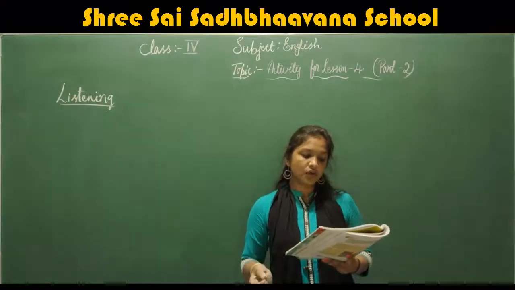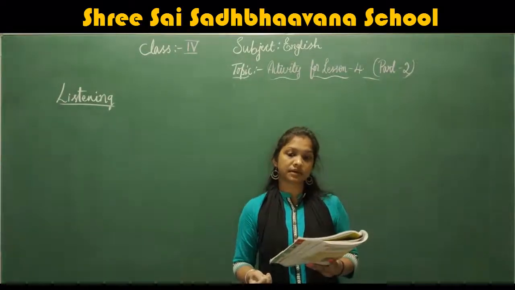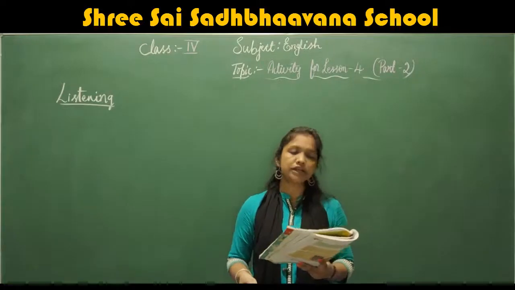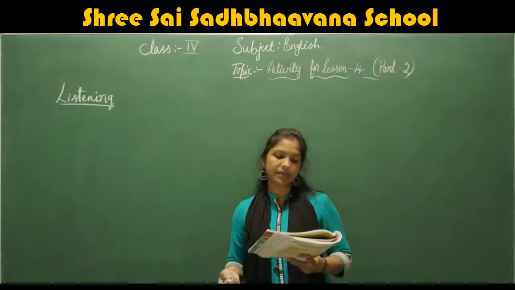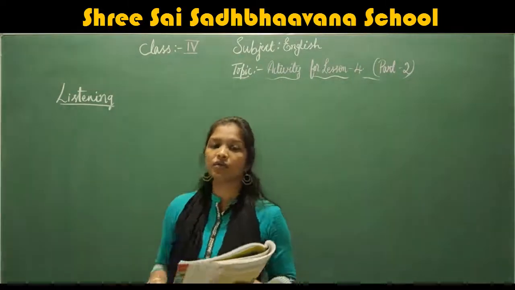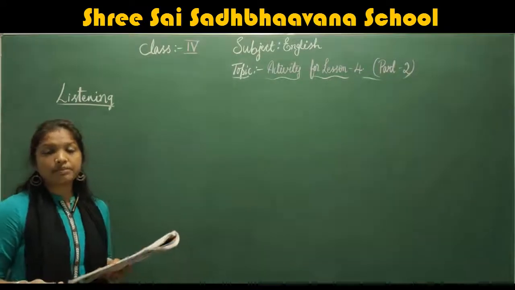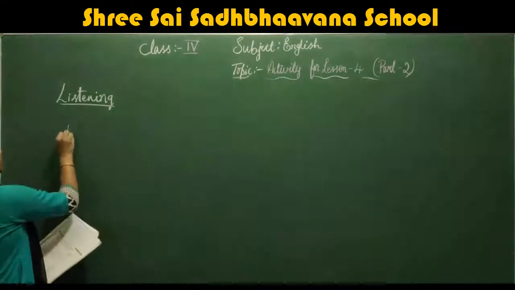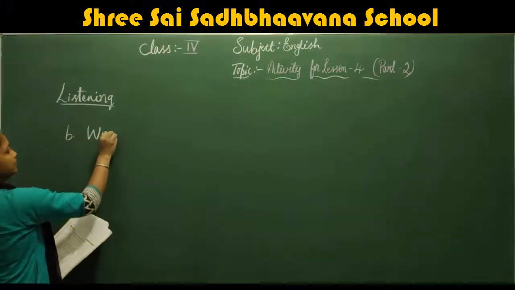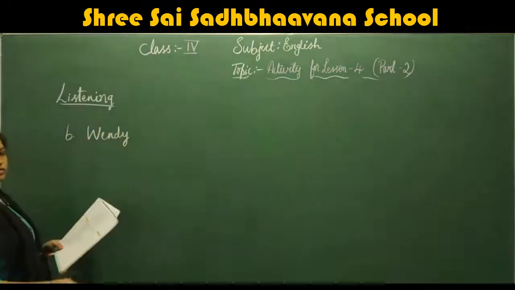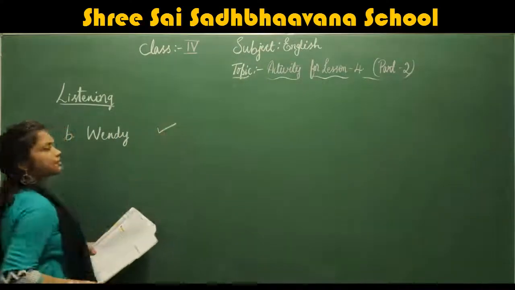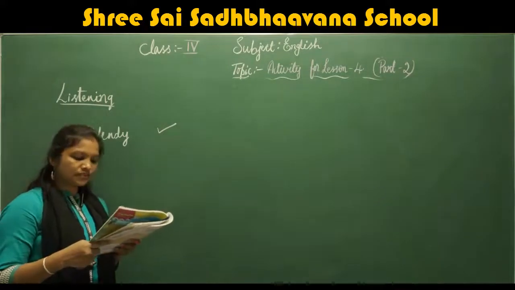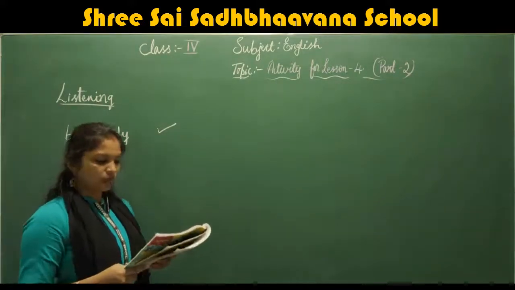Now here, first one, who woke up and found Peter crying? Here the options are Tinker, Wendy, Michael and John. Who woke up and found Peter crying? Who is the person who woke up and saw Peter was crying? It is B, Wendy. So tick the option B.